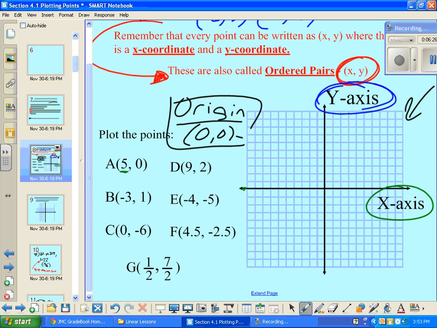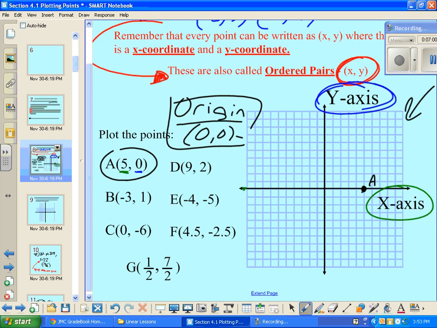So this first point, 5, 0. So 5 is the x-coordinate, 0 is the y-coordinate. So 5, and it's positive 5, means I'm going to start at the origin and go 5 to the right. And then 0 means I'm not going to move at all up or down. So in this case, I go 5 to the right from the origin. 1, 2, 3, 4, 5. And none up and down. So here's that point A. 5 to the right from the origin, 0 up or down. So there's where it is. When you have a letter with your point, usually you do label that. So this is point A, so I labeled it with an A.